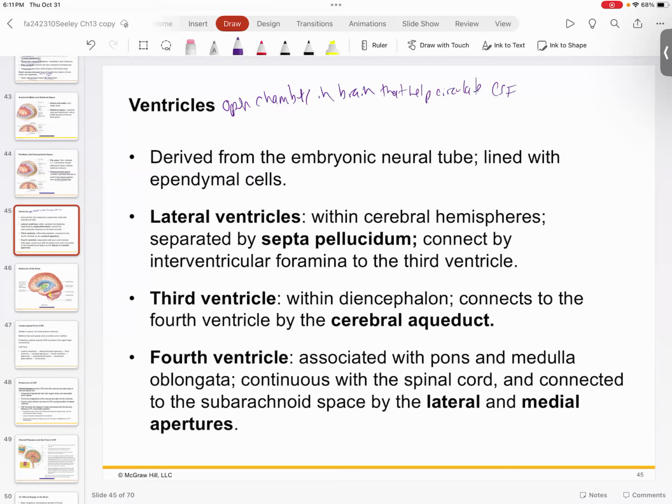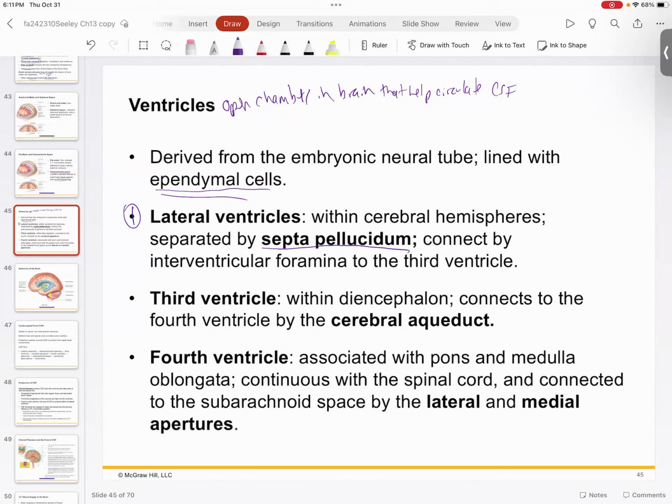cerebrospinal fluid. So generally speaking, they will develop during the neural tube development, like we saw before, and they're lined with a specific type of glial cell called ependymal cells. And so you have 4 different ventricles. You have the lateral ventricles, which form the first 2. Each one of these is within the cerebral hemispheres, and they're separated from each other by what's called the septum pellucidum.